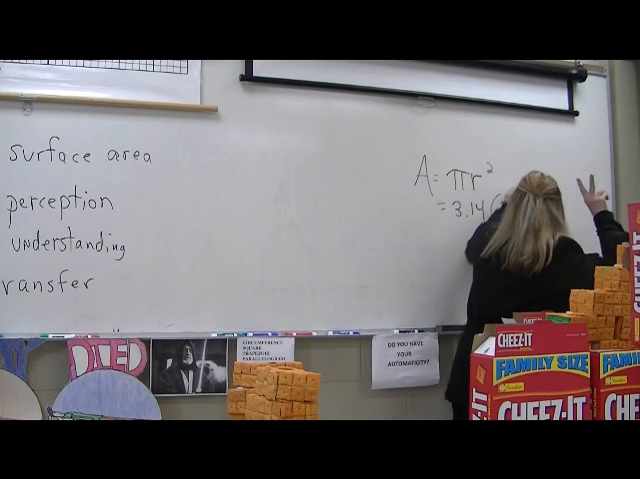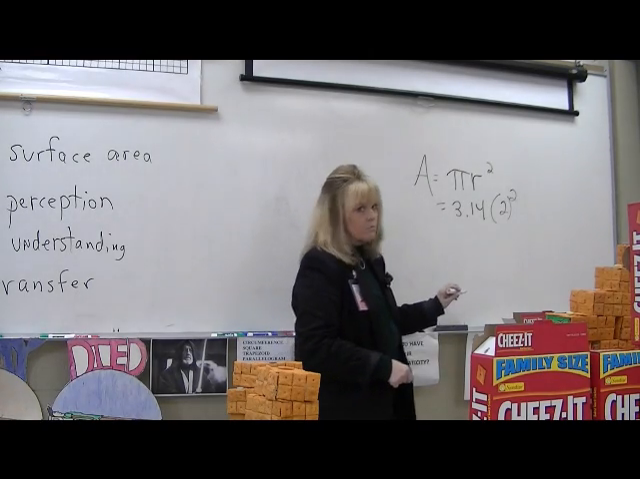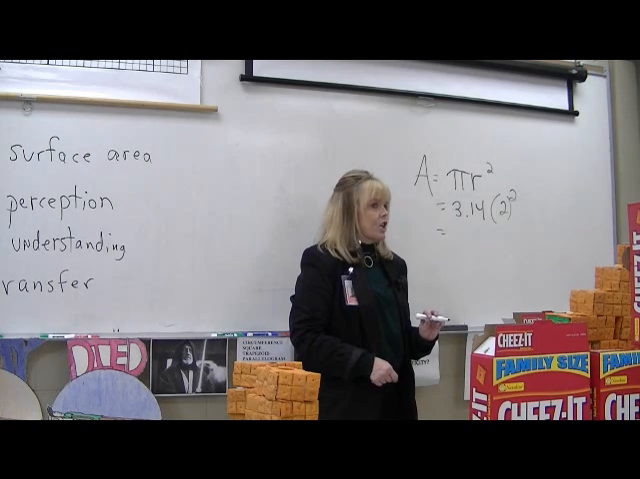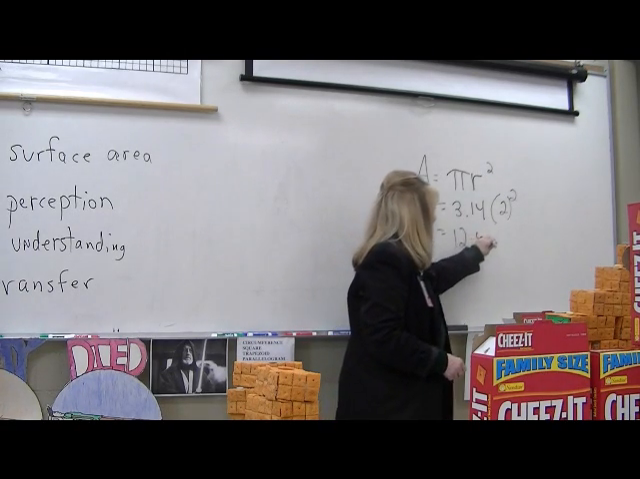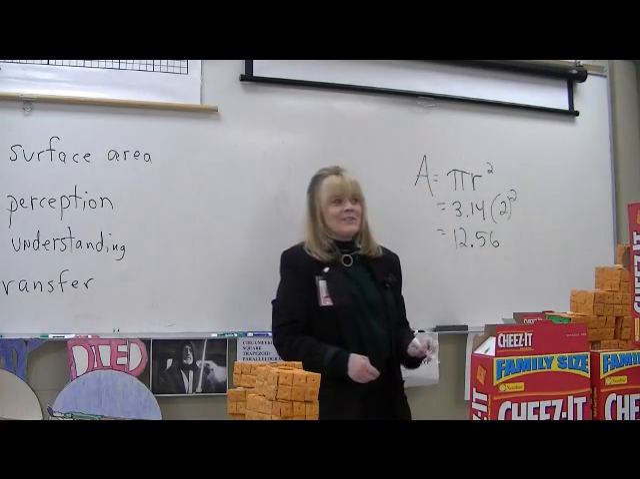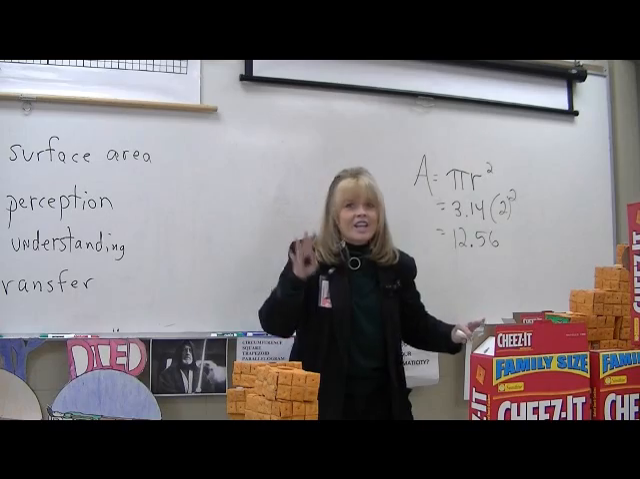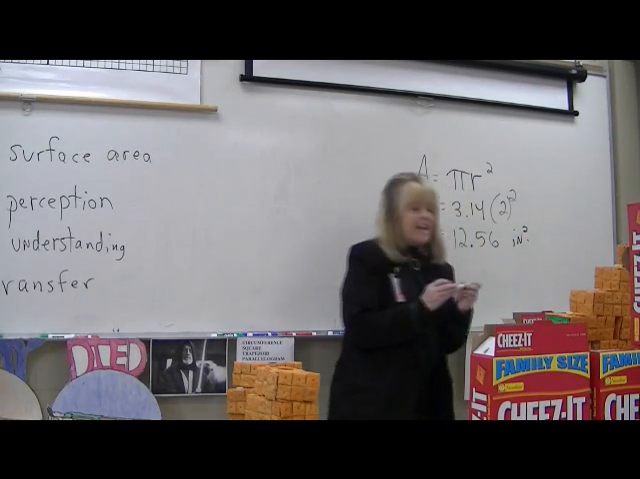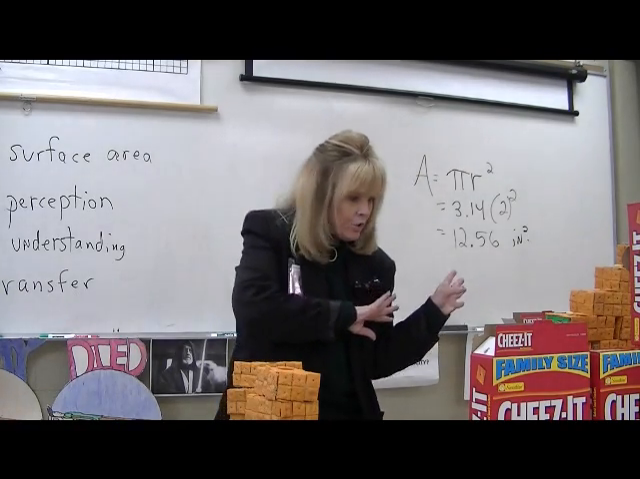Now, after you know that, then what do you do? You use the formula, which is area equals pi r squared. Now pi is 3.14, and I just told you that the radius was 2. What's 2 squared? 4. And 4 times 3.14, you've done that 1,000 times.